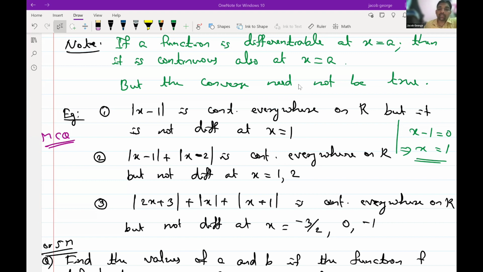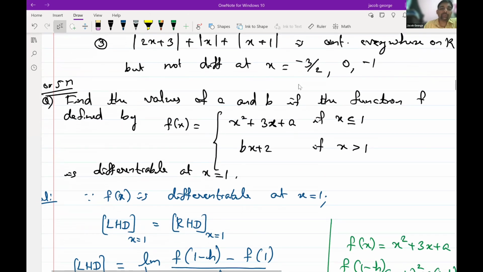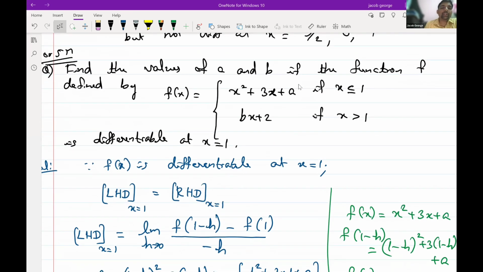Next is also the same type of example. This type of question is very important. It is given differentiable at x equal to 1. When a function is differentiable, it is continuous also at x equal to 1. So we have to apply both in the same question. The first part is f of x is differentiable at x equal to 1. It is a previous board question. Can you see this one? Are you able to see?